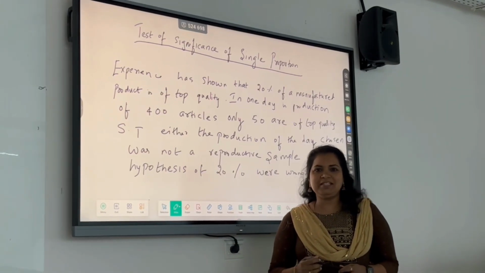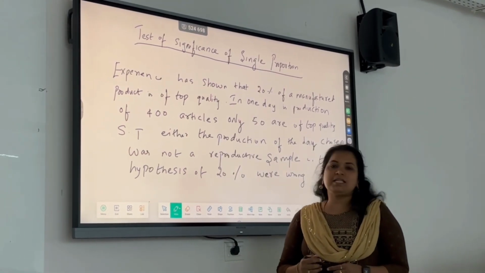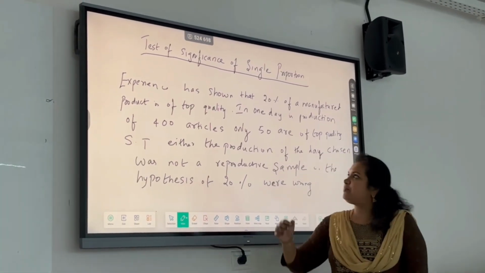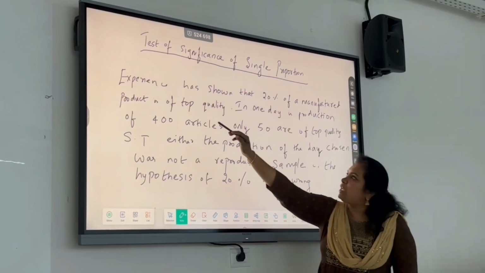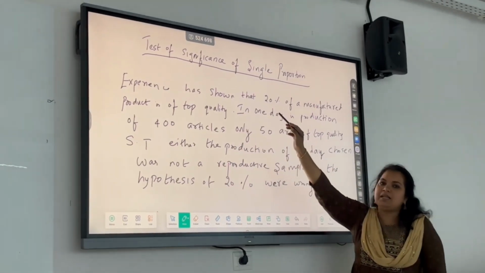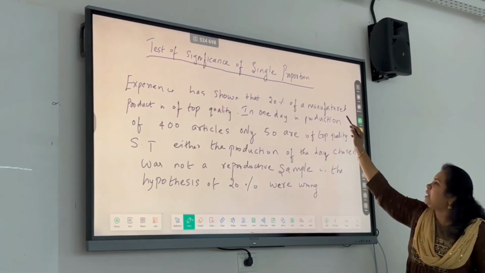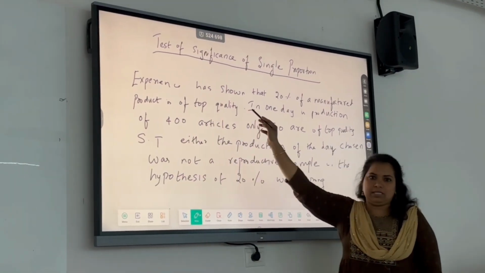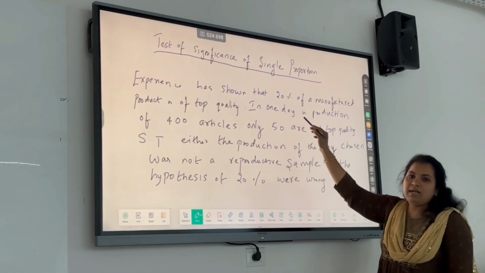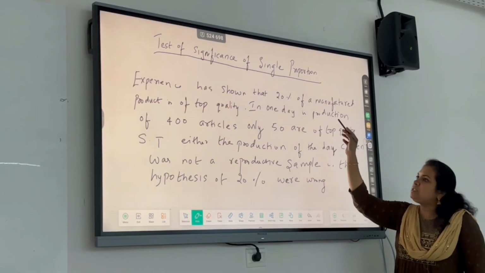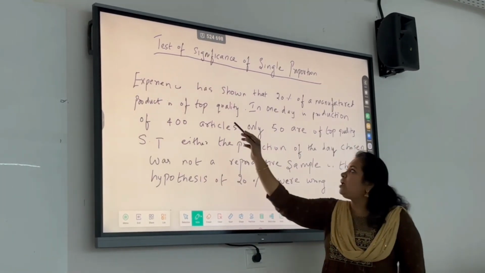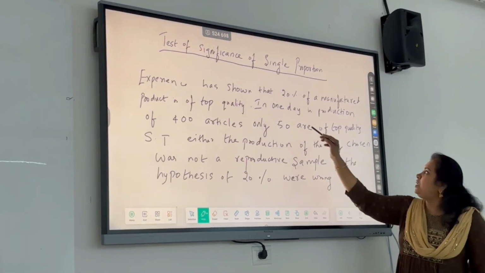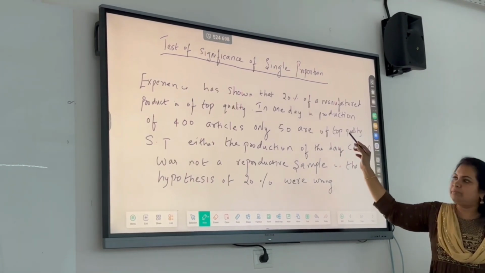Welcome to my channel. Today's topic is test of significance of single proportion problems. The problem is: experience has shown that 20% of a manufactured product is of top quality. In one day, the production is 400 articles only. Out of that, 50 are of top quality.